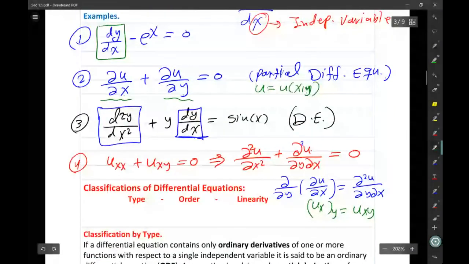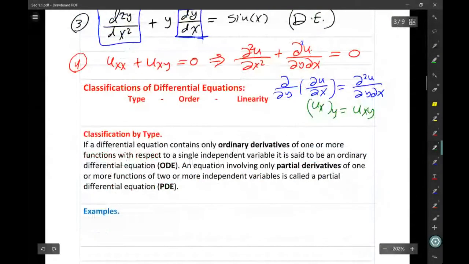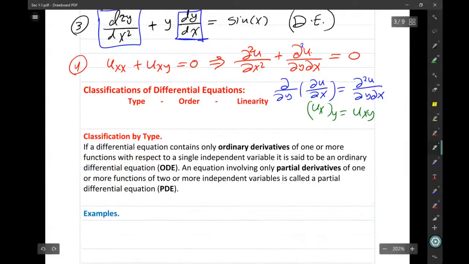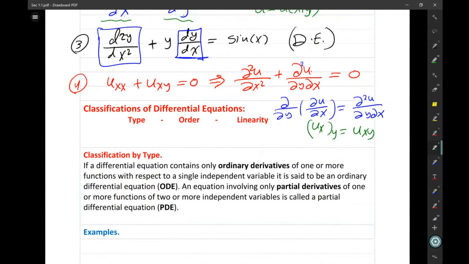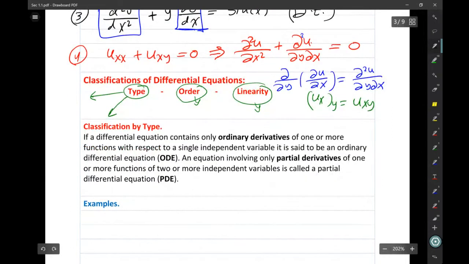So now it's clear what the meaning of a differential equation is. We can classify differential equations by three classifications. The first one, by type. The second one, by order, then by linearity. We will discuss this in detail for each classification with examples.